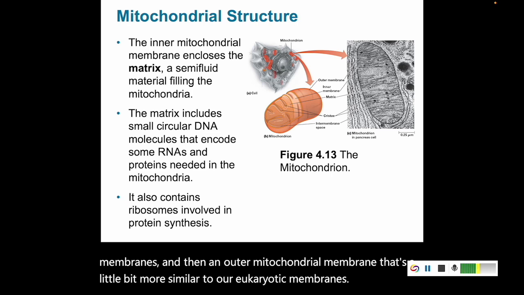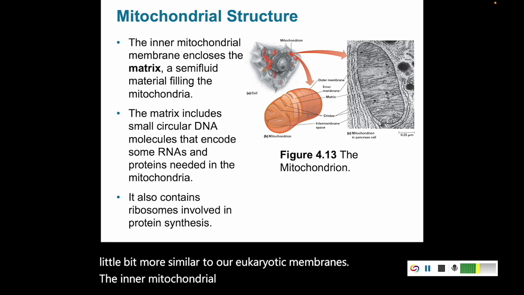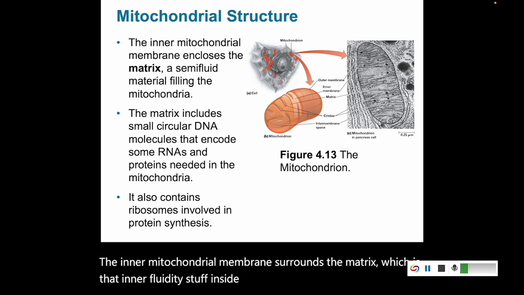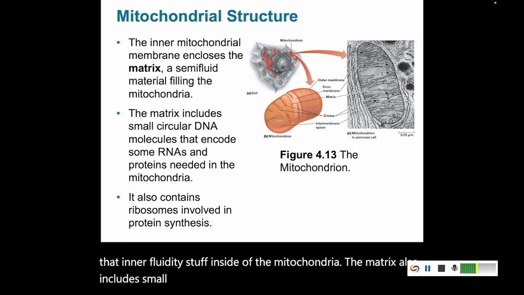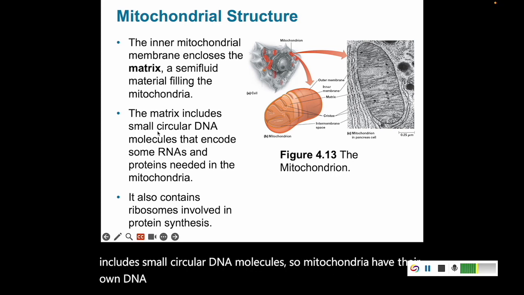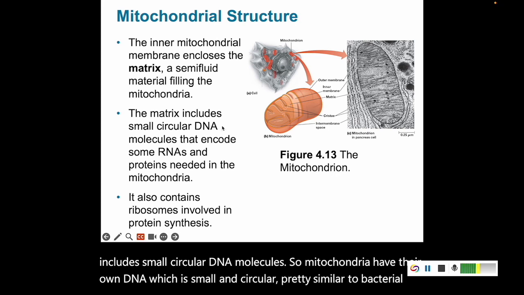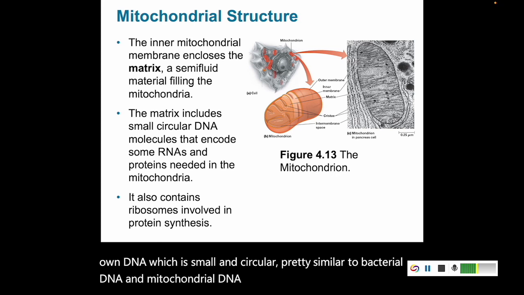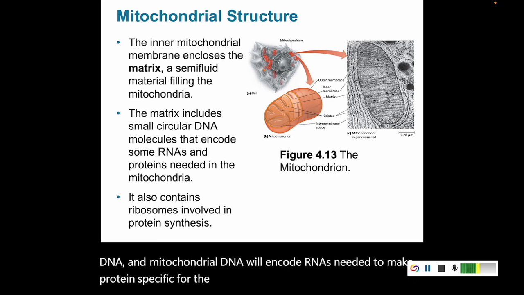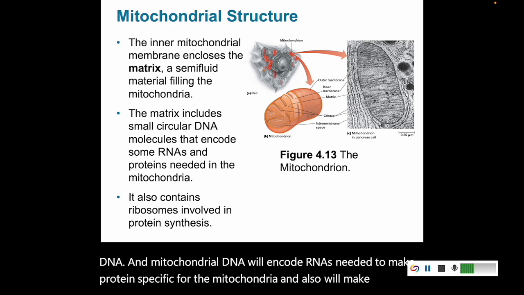The inner mitochondrial membrane surrounds the matrix, which is that inner fluidy stuff inside of the mitochondria. The matrix also includes small circular DNA molecules. So mitochondria have their own DNA, which is small and circular, pretty similar to bacterial DNA. And mitochondrial DNA will encode RNAs needed to make proteins specific for the mitochondria, and also will make ribosomes in protein synthesis.